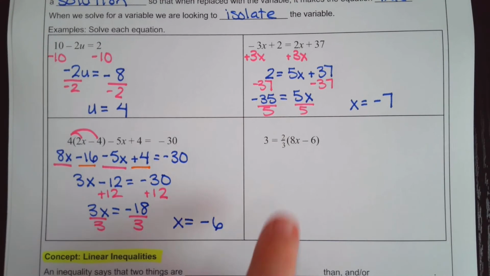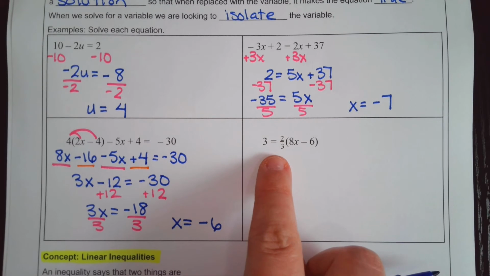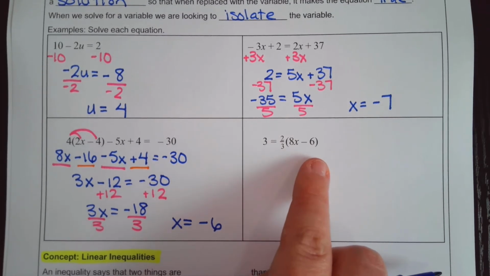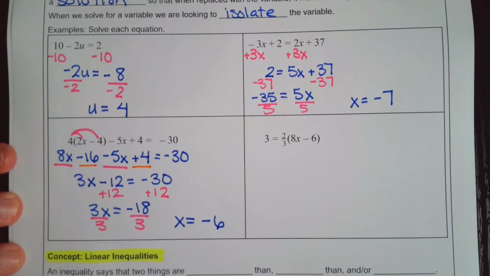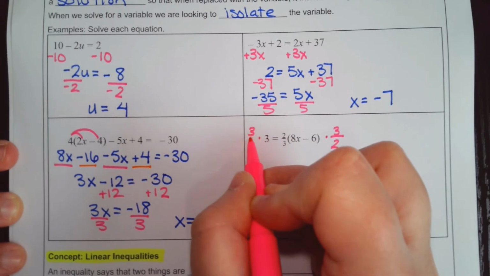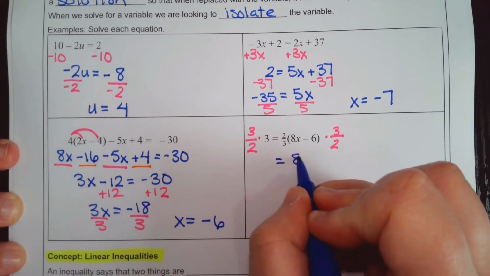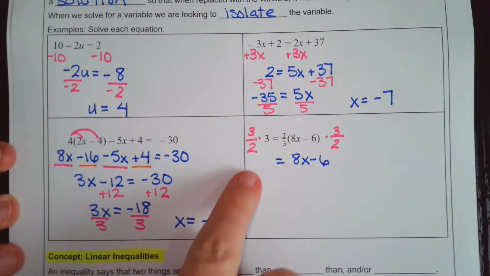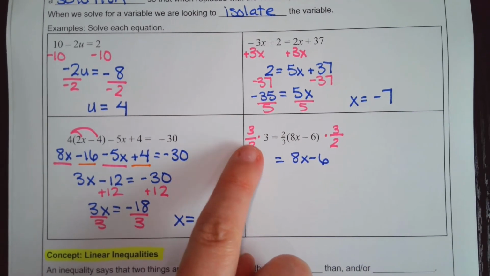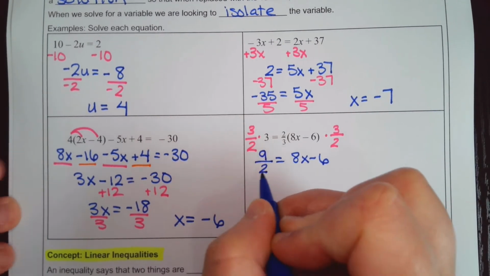All right, our last one. Now, I did just say whenever we see parentheses, we distribute. Whenever it's a fraction in front, I actually take a different route. Instead of distributing 2/3 to the inside, what I'm going to do is multiply both sides by the reciprocal. This gets rid of the fraction, so we're left with 8x minus 6 here on the right. So now all we have to do here, 3 times 3 is 9 over 2.